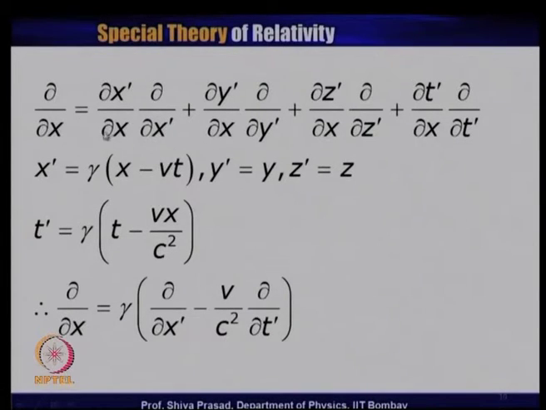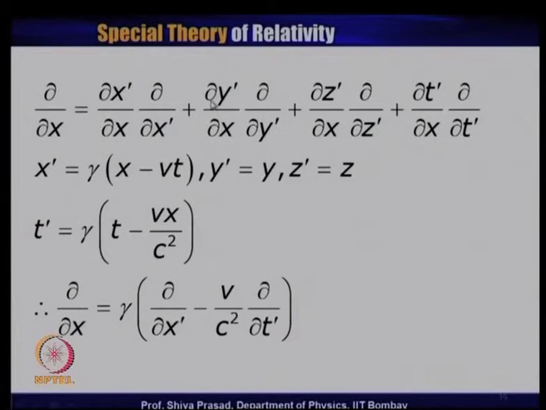So let us examine this particular term. If I take ∂x'/∂x, this is a partial derivative, which means all other variables I have to take as constants. So t will turn out to be constant once I take the partial derivative of x' with respect to x. So I will just get gamma, and the other term will give me 0. So this becomes gamma into ∂/∂x'.